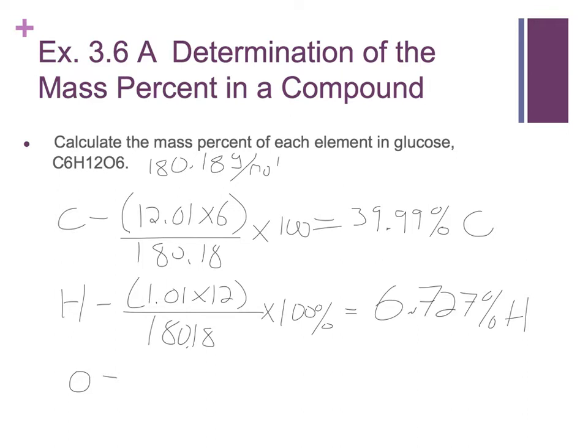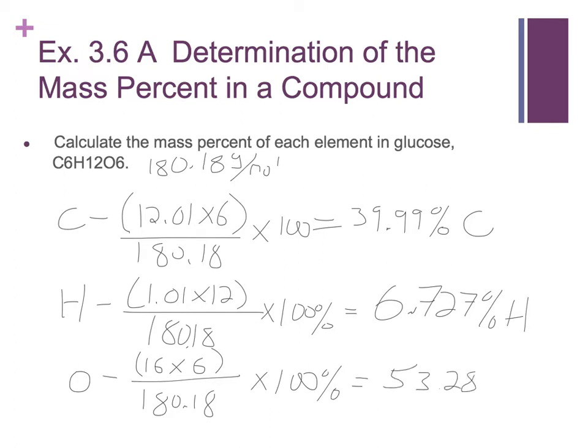Oxygen then, there's 2 ways you could do this. If you're confident with the rest of your numbers, you can add up the 39.9, the 6.72, subtract from 100. But you might as well go to the source just to double check your work. We have 16 as the mass of oxygen. We have 6 oxygens over 180.18. And we get that oxygen has the highest mass percentage of any element.